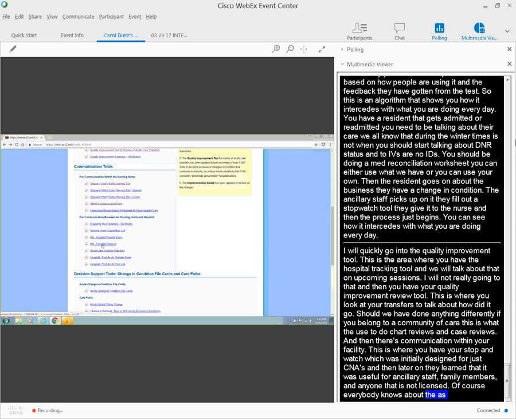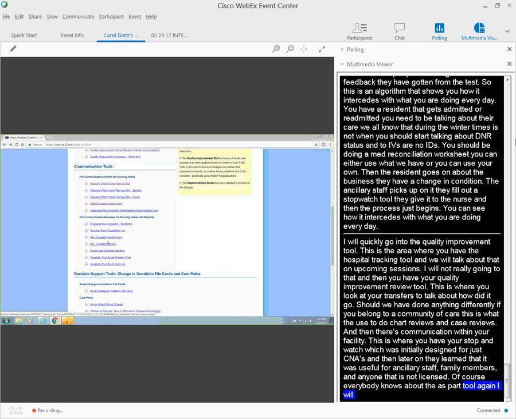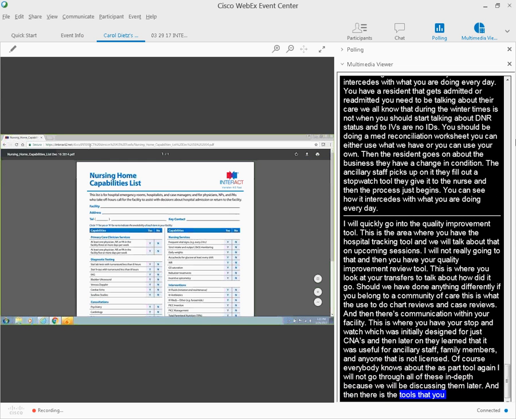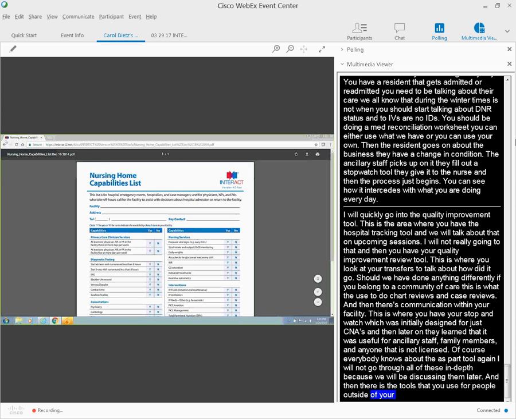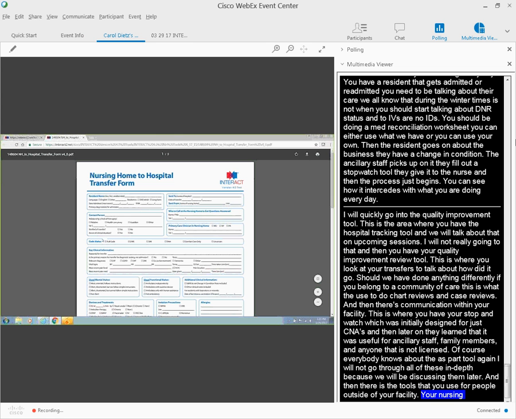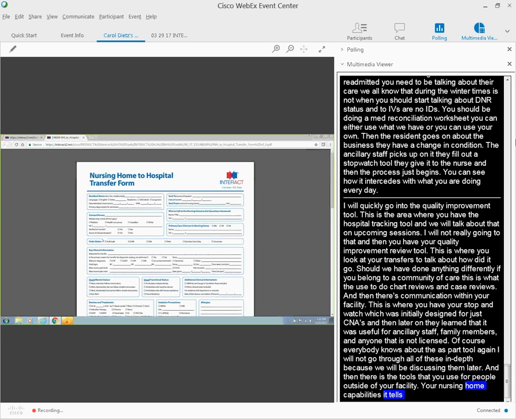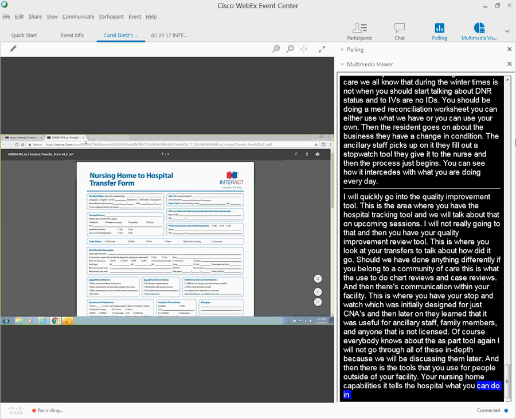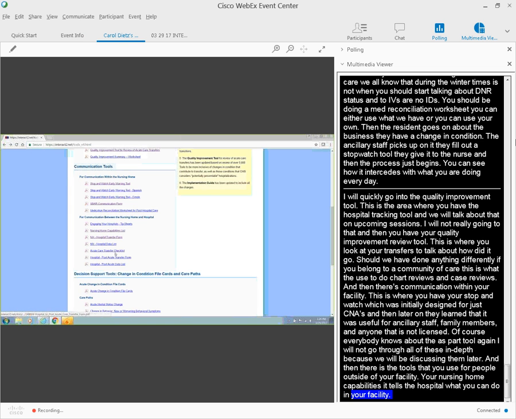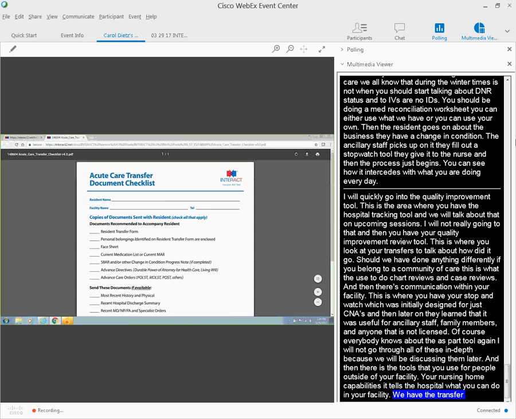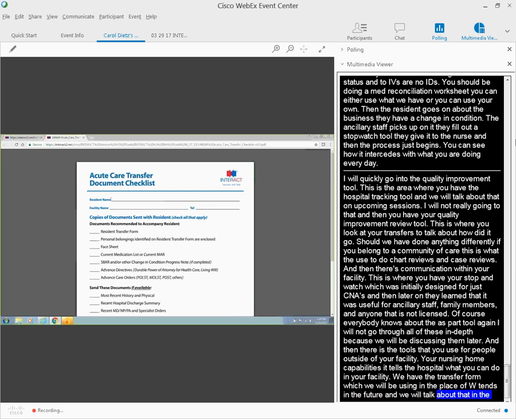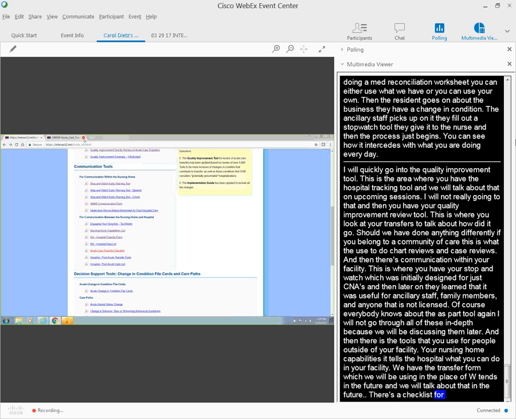And then there are the tools that you use for people outside of your facility. Your nursing home capabilities list basically tells the hospital what you can do in your facility. We have the nursing home transfer form, which we will be using in place of W-10s in the future, and we'll talk about that in the future. There's the checklist for the red envelope. This just tells you what you have in the envelope to make sure that you have everything.